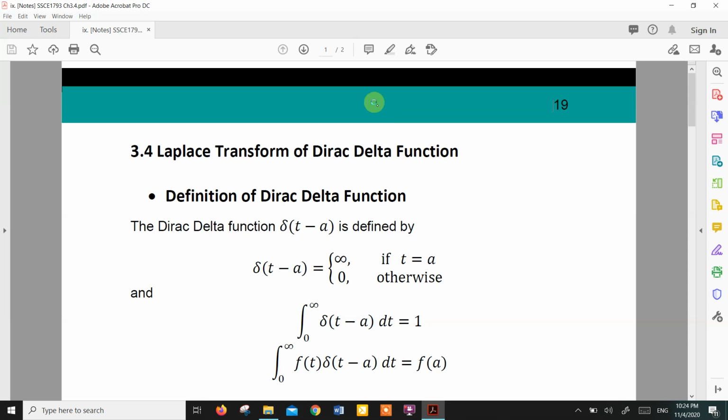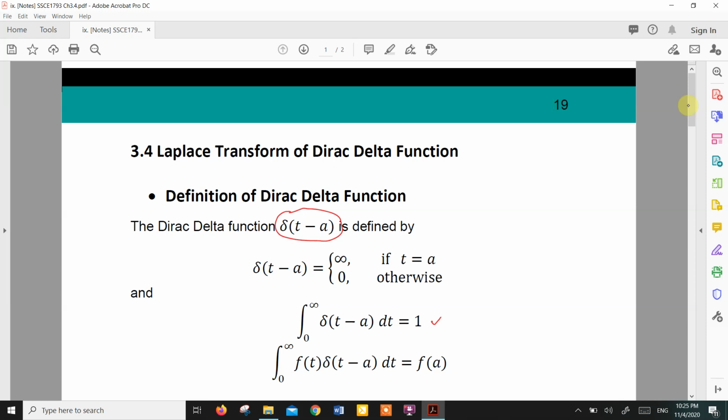The Dirac delta function, given by the notation delta(t minus a), is defined by a piecewise function of infinity and 0, where it is infinity if t is equal to a and 0 otherwise, and the improper integral from 0 to infinity of delta(t minus a) dt is equal to 1. This is the formula, and the improper integral of f(t) delta(t minus a) dt is equal to f(a).